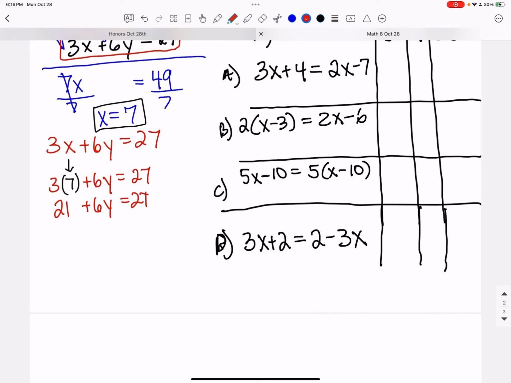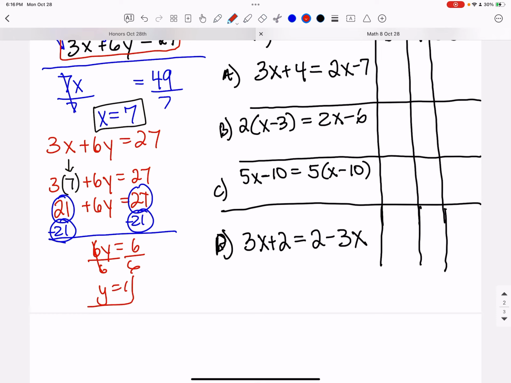All right, these are both baby laundry because they have no letters. So let's minus the 21s and just put it over here. Minus the 21s. And 6y equals 27 minus 21 is 6. Divide by 6, divide by 6. Y is 1. So the answer is 7, 1.